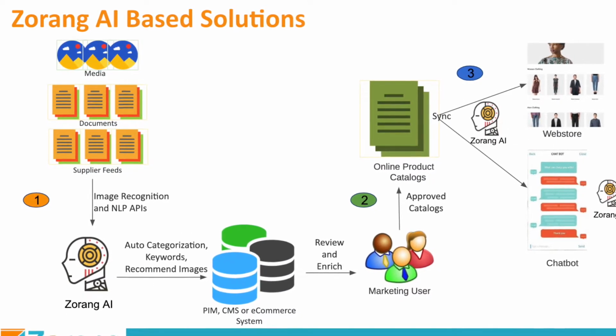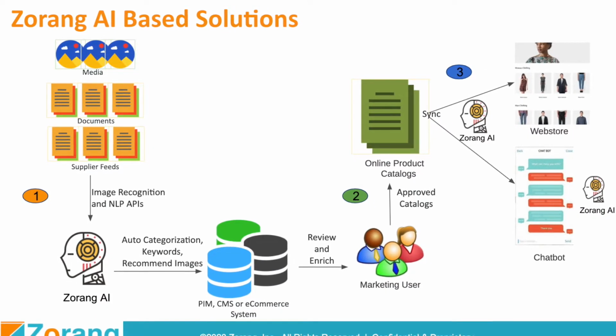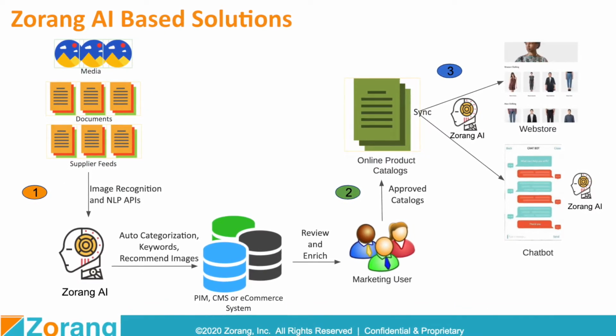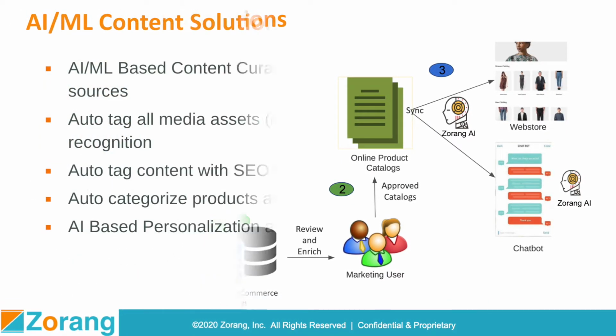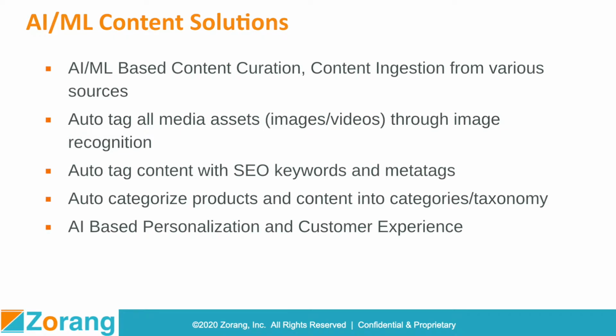Our solution for AI-based content curation is integrated with many e-commerce systems, product information management systems, and content management systems. Some of the features of Zorang's AI-based content curation solution include content ingestion from various sources for migration and ongoing syndication, auto-tagging media assets through image recognition, auto-tagging content with SEO keywords and meta tags using NLP APIs, auto-categorizing products and content into categories and taxonomies, AI-based personalization, and customer experience.